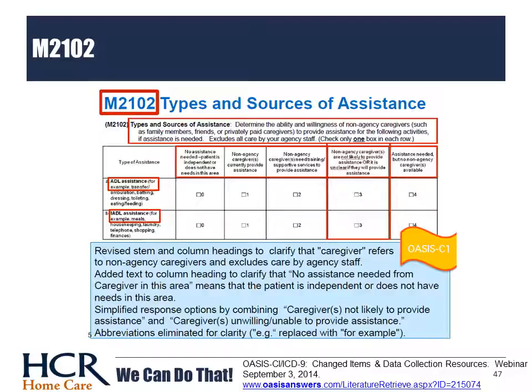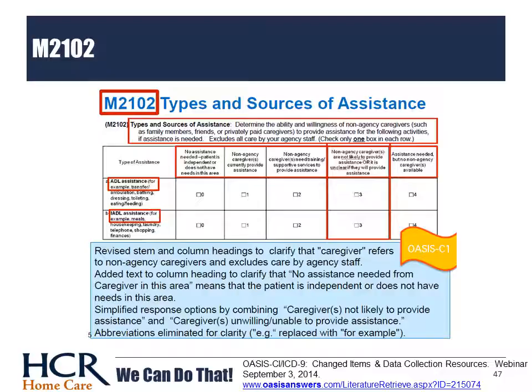So a couple things that have changed here. The stem of the question has changed minorly. So now it's going to specify what type of caregivers the responses are referencing. It used to previously say just caregivers generally. Now they've added in wording to clarify that they're talking about non-agency caregivers. So the question will read, determine the ability and willingness of non-agency caregivers, such as family members, friends, or privately paid caregivers, to provide assistance for the following activities if assistance is needed.